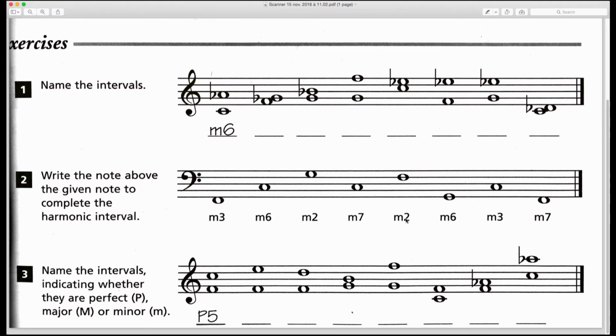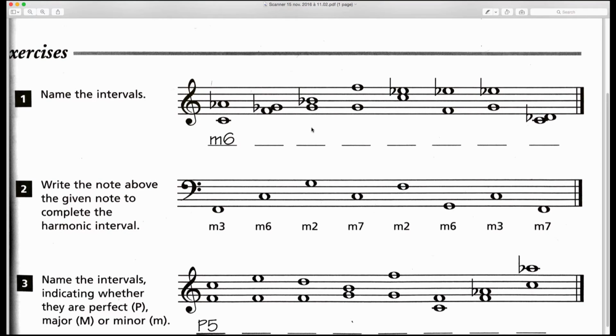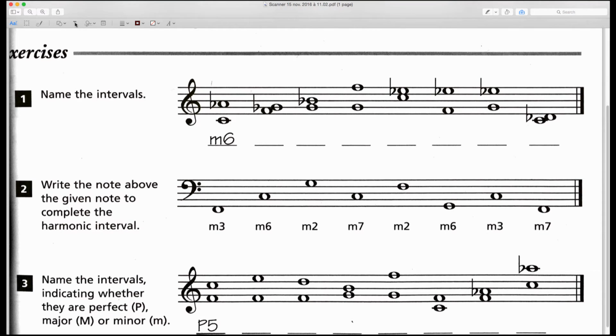Okay, so here's the top part. Number one, name the intervals. The first one is a minor 6. I can't do the horizontal line on the computer. I'm sorry, but you do it.